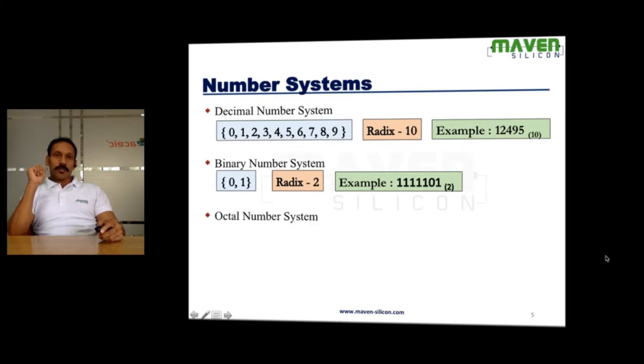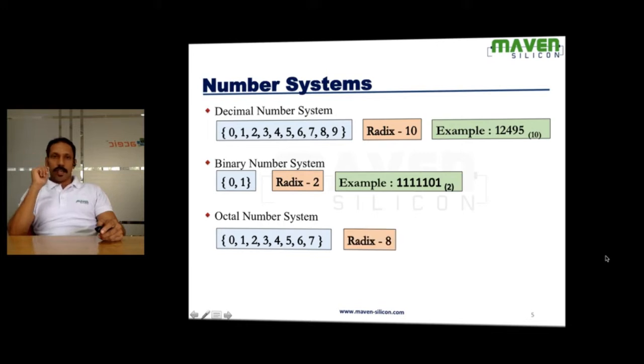In the octal number system, there are 8 symbols, so the radix is 8. Here 0 to 7, only 8 symbols. 7, 1, 2, 4, 5 is an octal number.